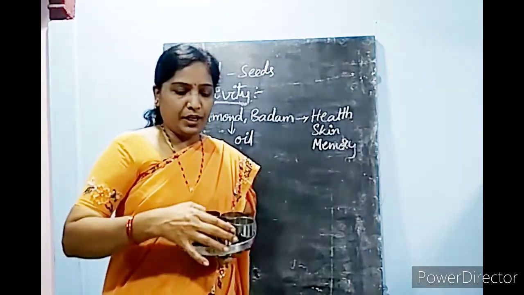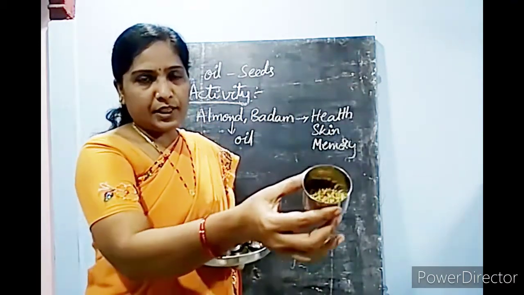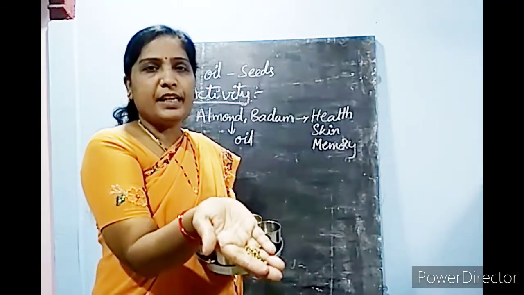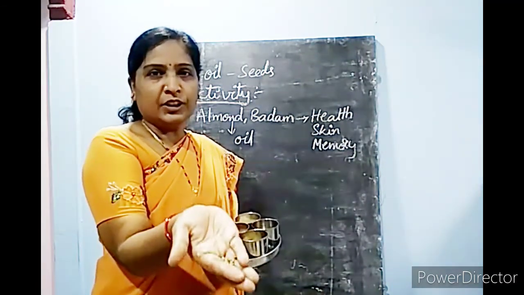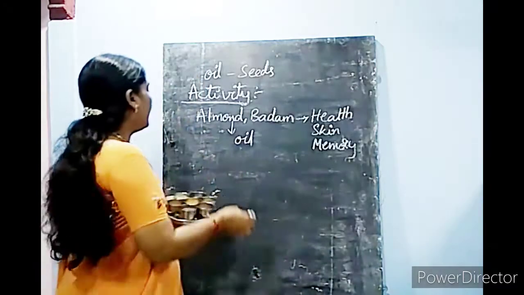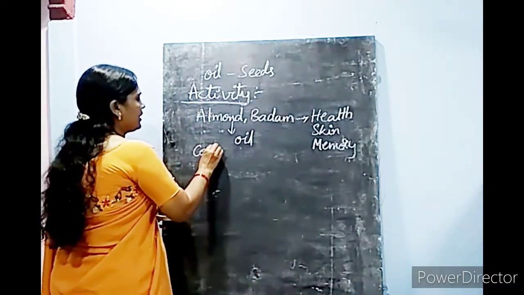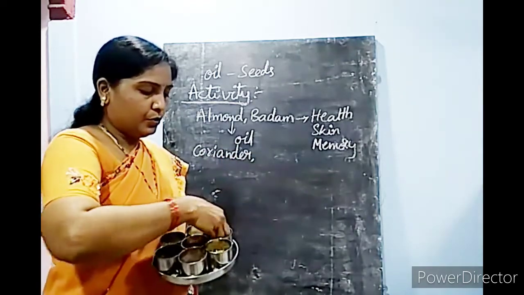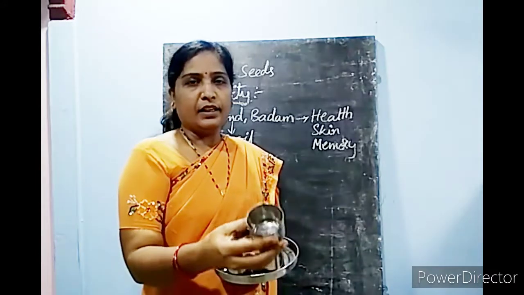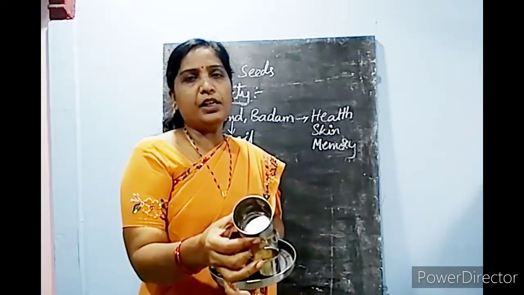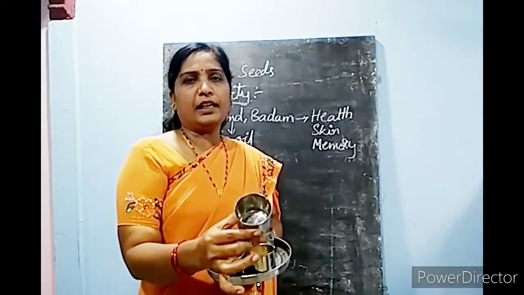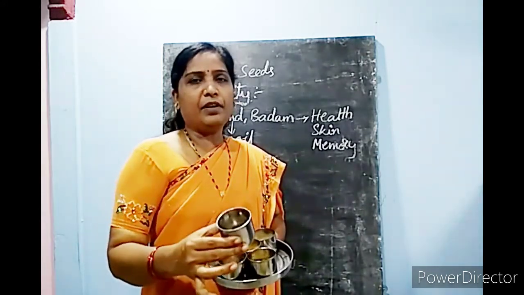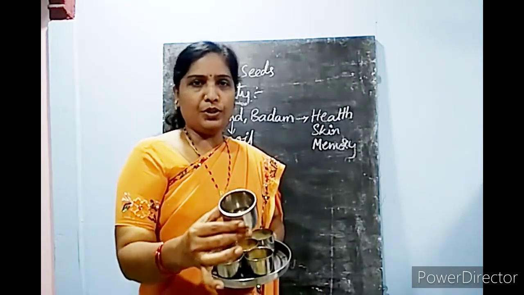And now you try to identify these seeds. What seeds are these? I'll show you. Which seeds are these? Coriander seeds. They are coriander seeds. And one more I'll show you. Which seeds are these? All these seeds are available in your kitchen. After the class, you collect all these seeds and identify them based on their uses.